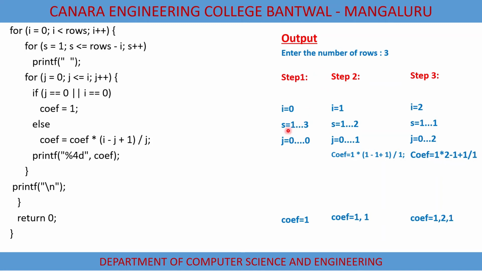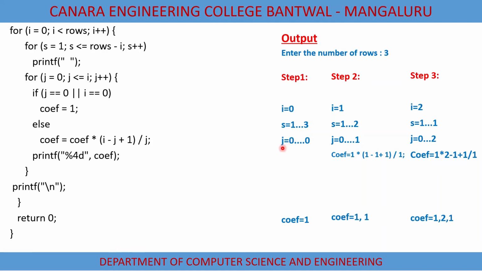Then it goes to the s loop, that is for spacing purpose. So s is 1, it will go till 3 because the rows value is 3, so it will go from 1 to 3. It is going to print that many spaces, that is it is going to print 4 spaces in our case, and it will come out of that loop.